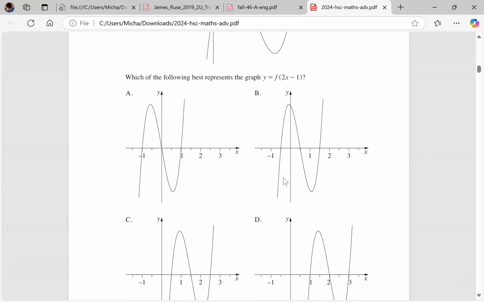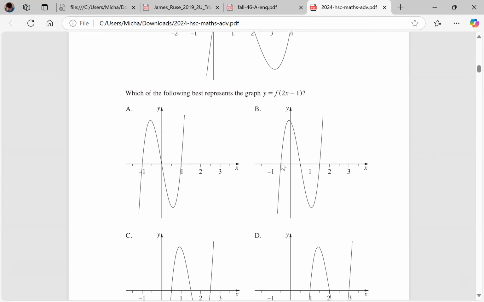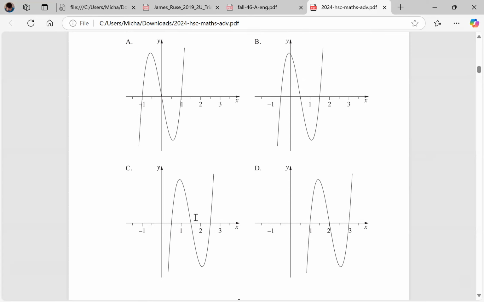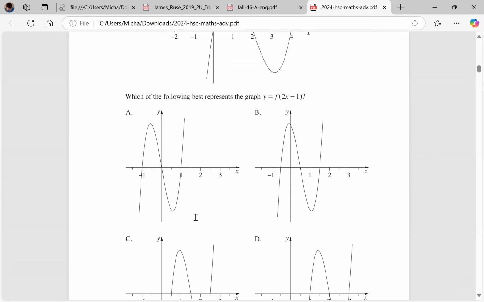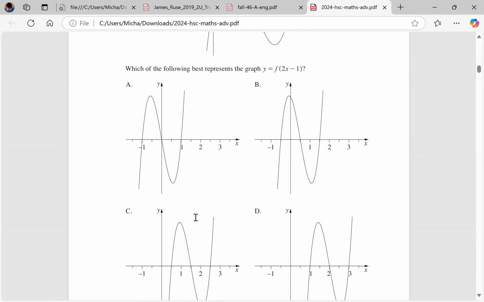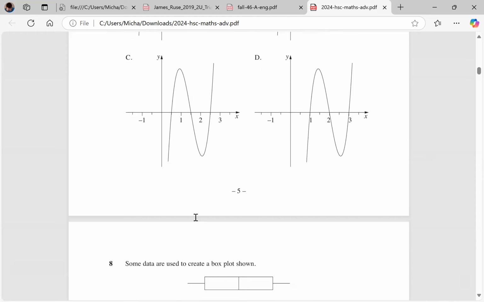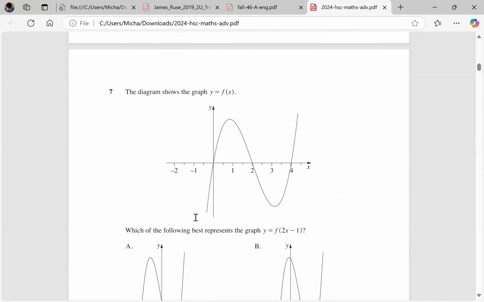So, alright, you get question 7C. Here's your C. I got B. Hmm. But what I did was I just said this function looks like sine pi x over 2, and then just subbed in f of 2x plus 1. Oh, it's minus 1. Never mind. It's B. It's C. Okay. Alright.